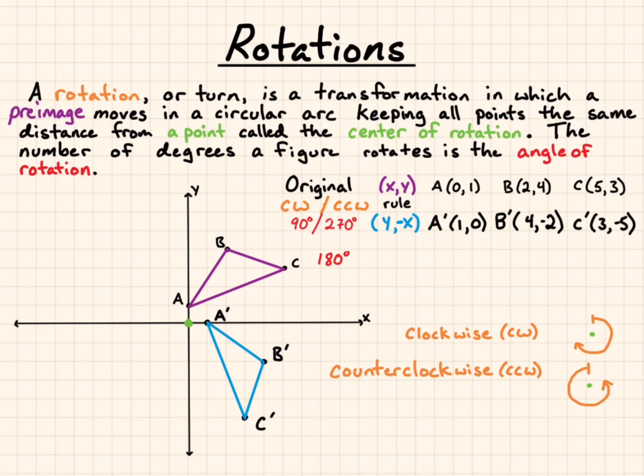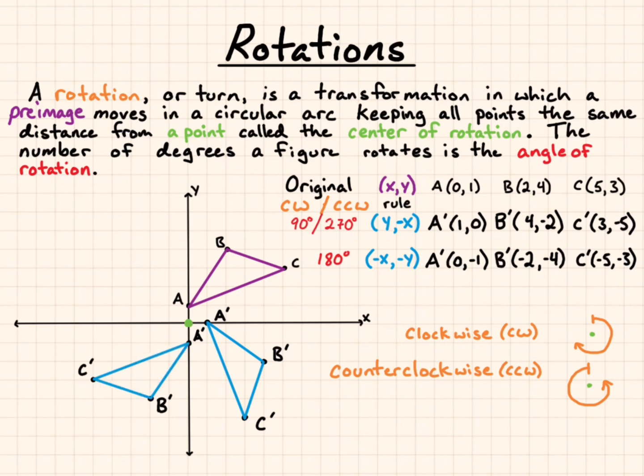The rule is that you take the x value and make it its opposite. You take the y value and make it its opposite. So A is going to be 0, -1. You can see the 180-degree rotation there. B going to become B prime at -2, -4. We can see the 180-degree rotation there. And C is going to be at -5, -3. And that is a 180-degree rotation about the origin.